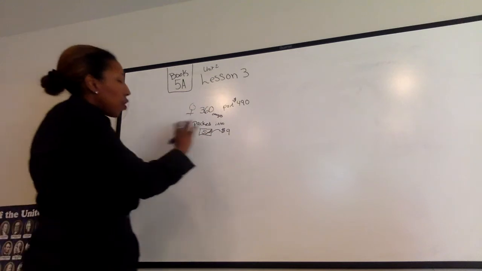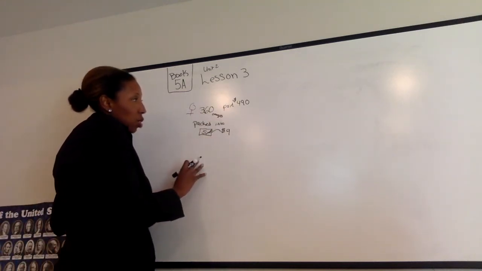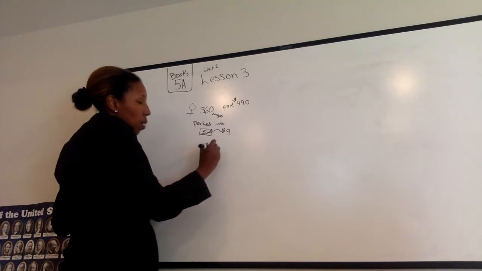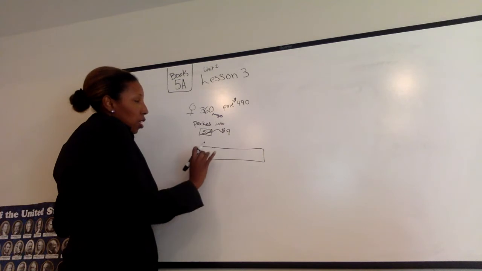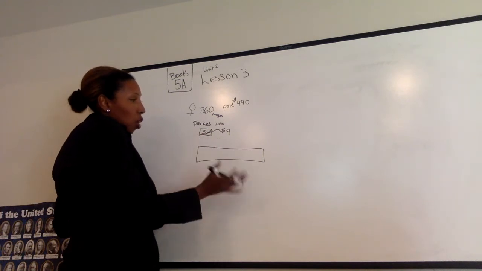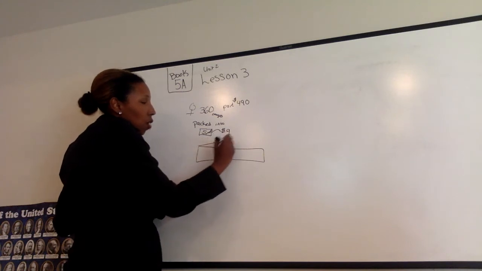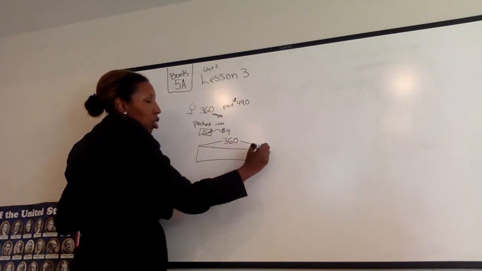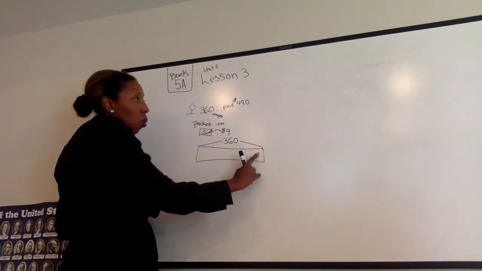So first, we have a bunch of numbers. We're going to make sense of those numbers. So first we're going to make a bar. Now, this bar represents the oranges that she has. So she has a total of 360 oranges. So whenever you do the bar, the total goes on top, and that represents the whole amount.